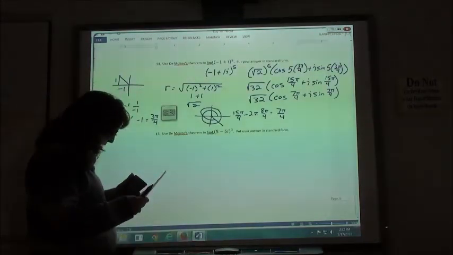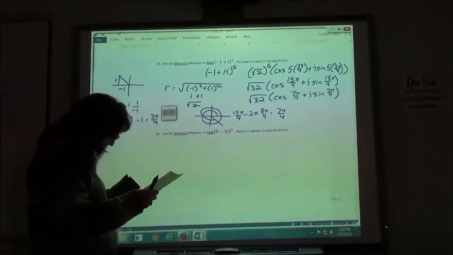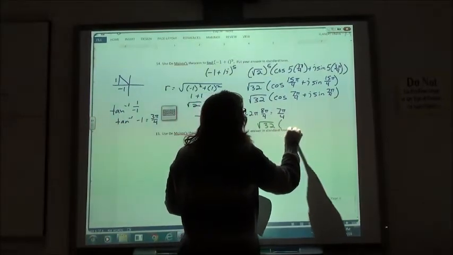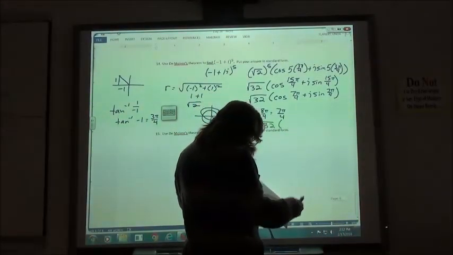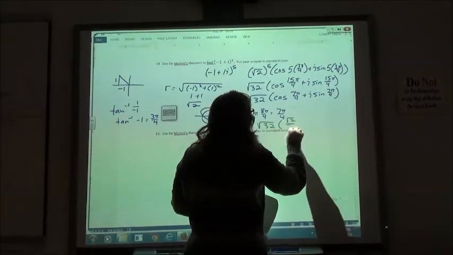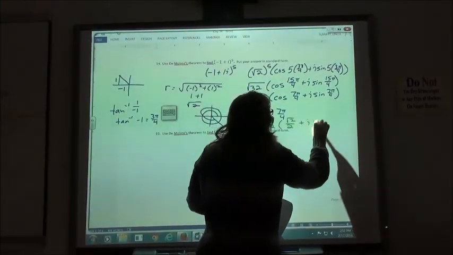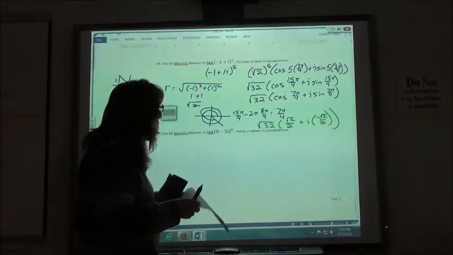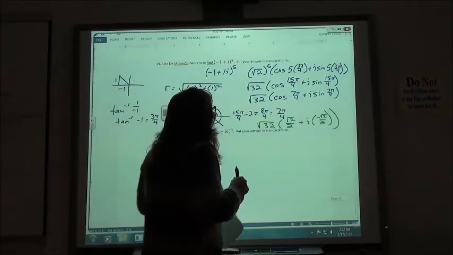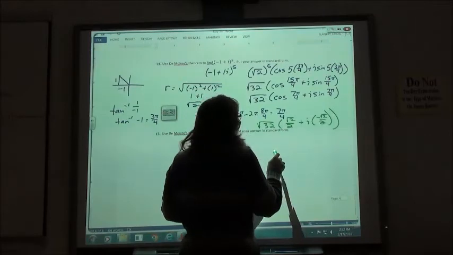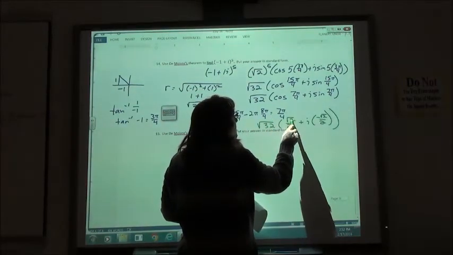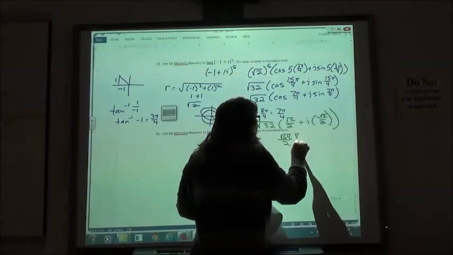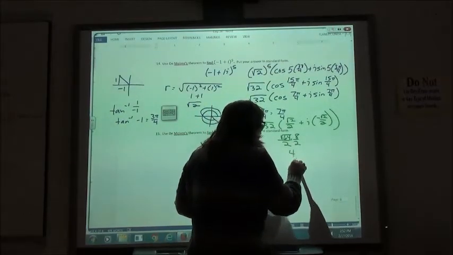Then I'm going to look up in my table. So 7 pi over 4. The cosine is square root of 2 over 2. So I'm going to have the square root of 32 times positive square root of 2 over 2 plus i times negative square root of 2 over 2, which is the sine of my 7 pi over 4. So when I multiply this out, I'm running into the next problem, but that's okay. The square root of 32 times the square root of 2 would give me square root of 64 over 2. The square root of 64 would be 8 over 2. 8 over 2 is 4.